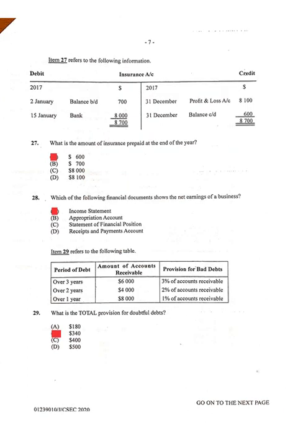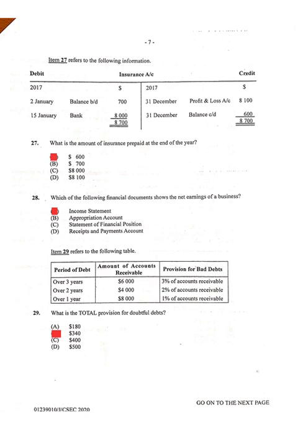Item 27 refers to the following information. So we have an insurance account with an opening balance of $700. An amount of $8,000 being paid on the 15th of January by check into the bank account. So we have profit and loss at the end of the year for $8,100, which shows the insurance expense for that period, leaving a balance of $600. So the question, number 27, what is the amount of insurance prepaid at the end of the year? It is $600, which is A.